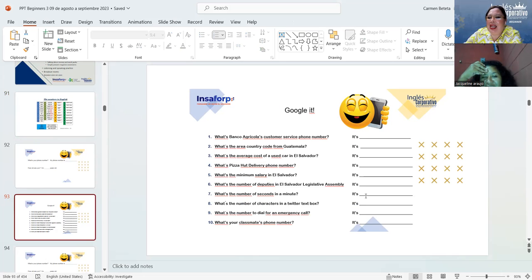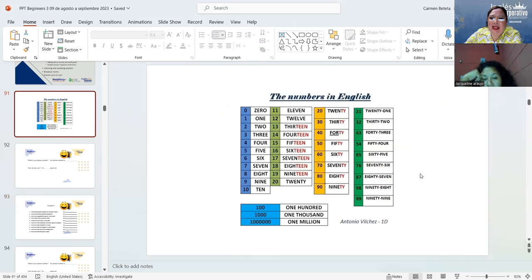Entonces serían 60 seconds. Y eso es lo que hay que diferenciar, ¿verdad? Que del 13 al 19 el acento va en teen, y del 30 al 90 el acento va en la primera sílaba. 30, 40, 50, 60, 70, 80, 90. En cambio, este es 13, 14, 15, 16, 17, 18, 19, so on. El acento es lo que hace la diferencia entre los dos. Y eso fue lo que practicamos, ¿verdad?